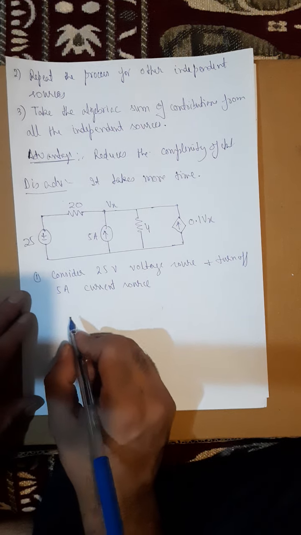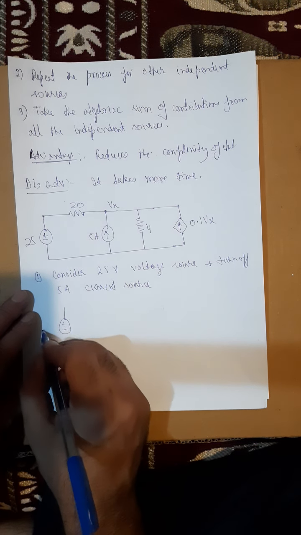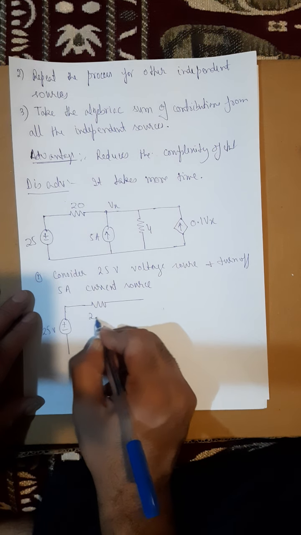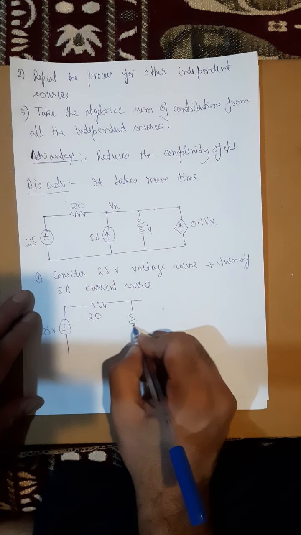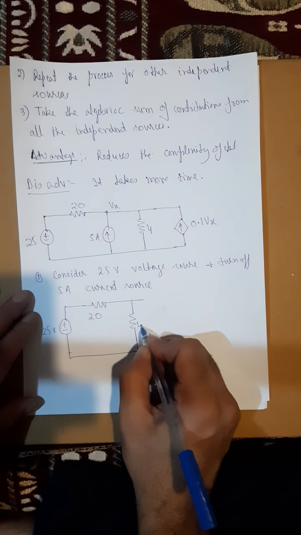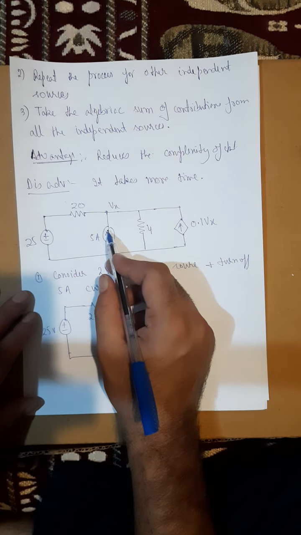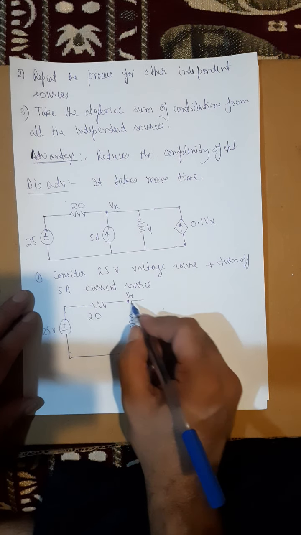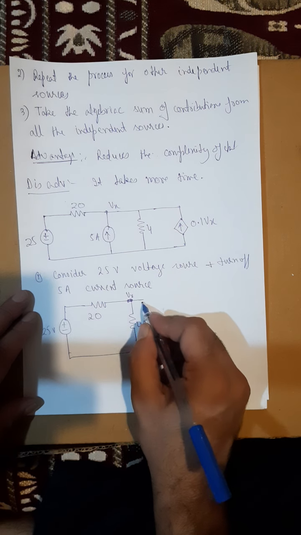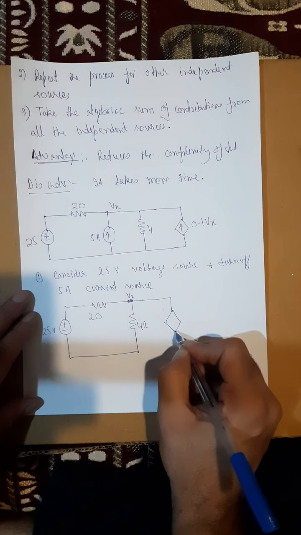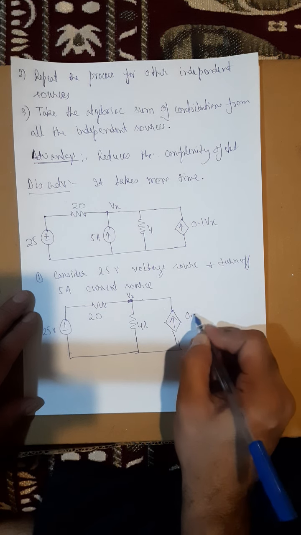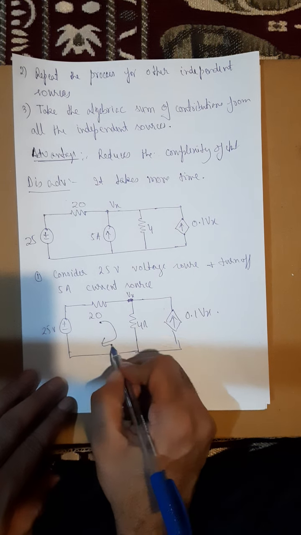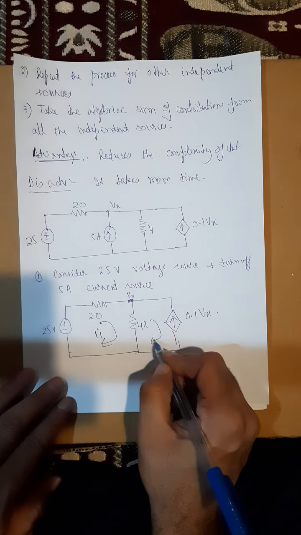So now the circuit will become like this: a 25 volt source, a 20 ohm resistor, and a 4 ohm resistor. For turning off the current source, I am replacing it by an open circuit. Vx is the voltage at this node, and here the dependent source voltage is 0.1 Vx. You can see we have 2 meshes: this is mesh 1, I1, and this is mesh 2, I2.